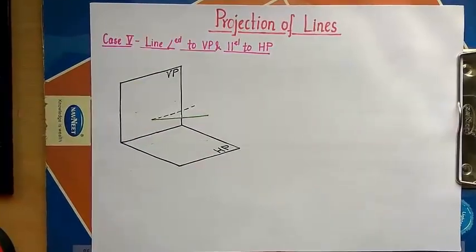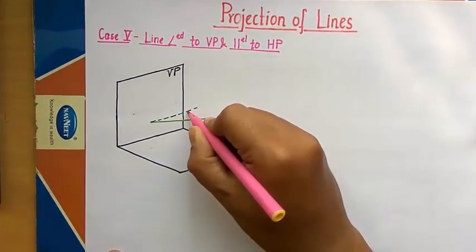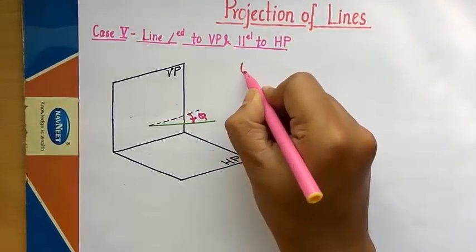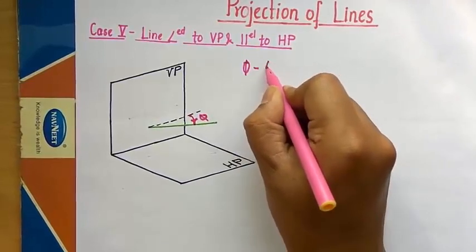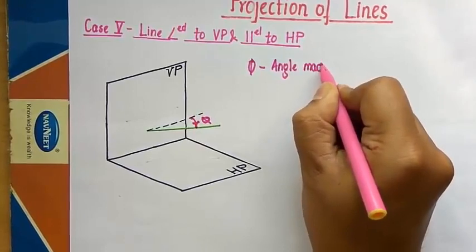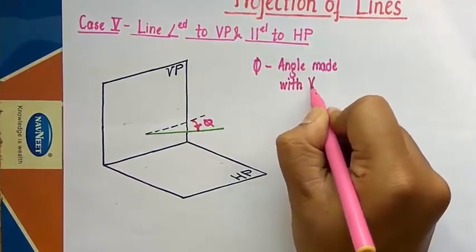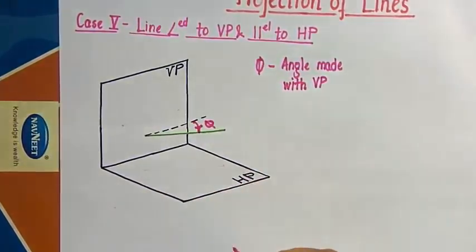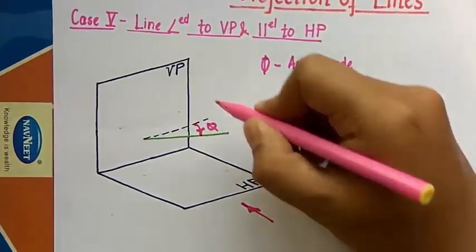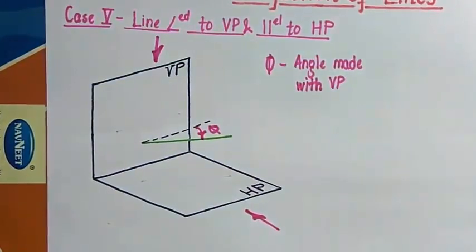So this is going to be the final case, and you can clearly see that the line is making a certain angle with the vertical plane, and this is represented by the angle phi. So phi is the angle made with the vertical plane. Now we are going to look at this line in two different ways. First, from the front to get the front view, and then from the top to get the corresponding top view.